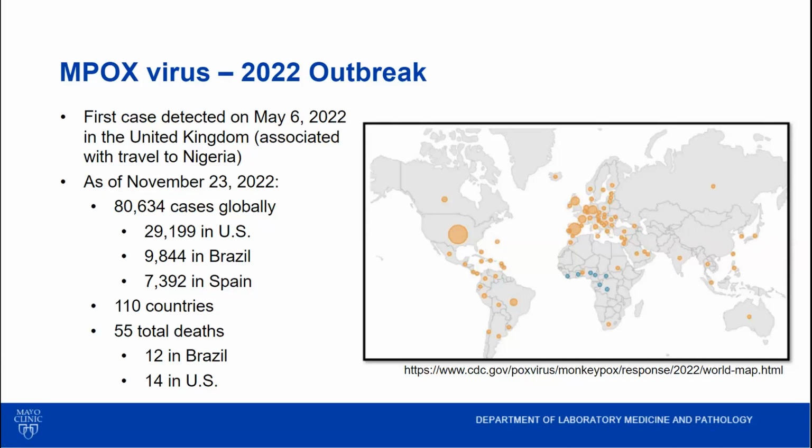55 total deaths to date, 12 in Brazil, 14 in the United States. So again, in comparison to what we've experienced with the COVID-19 pandemic, the number of total deaths is relatively low, but still 55 total deaths worldwide from the current outbreak is something for us to keep a very close eye on.